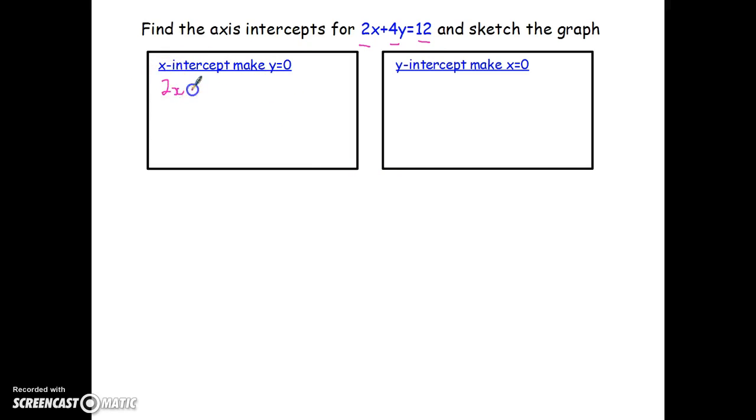So 2x plus 4 y's, and y is 0, is 12. 2x equals 12 because 4 nothings are nothing. 2 times some number is 12. I know that if I can't work it out quickly, I can just do my backtracking with algebra, and I know that x equals 6. So now I know my x-intercept is 6.